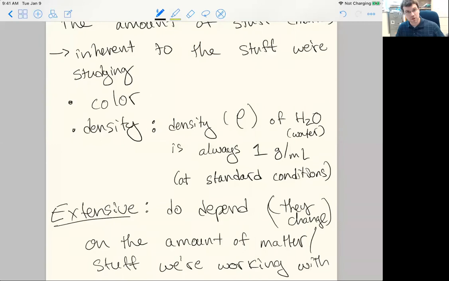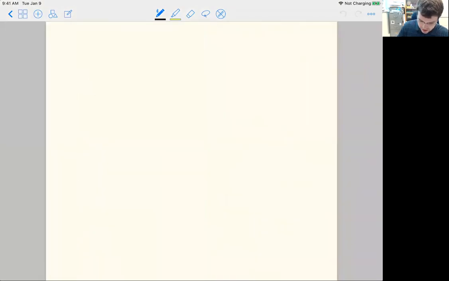Okay, they do depend on the amount of matter, or stuff, that we're working with. I'm going to move the page. I suppose you can pause the video if you didn't get a chance to write that down. So sorry, I don't know how to make these have continuous pages.